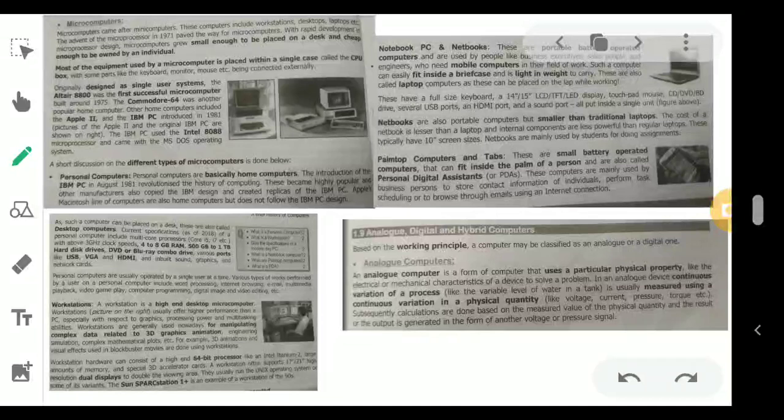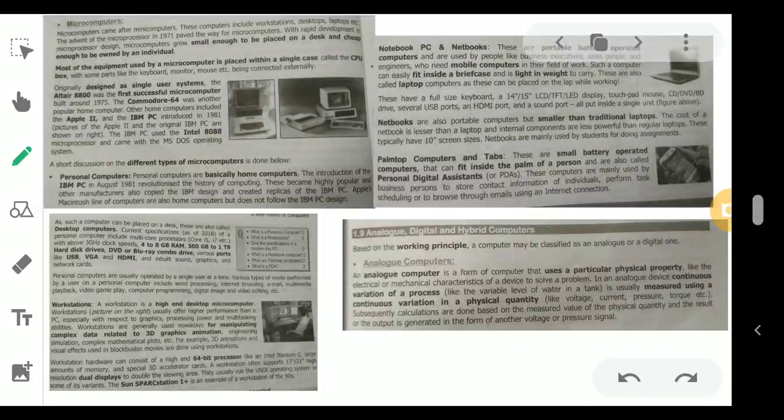In the previous lecture session, we discussed the classification of computers depending upon their size and capability. But in today's session, we need to know how we can classify the computer based on the working principle. Based on the working principle, a computer can be classified as an analog computer, a digital computer, and another one, the hybrid computer.